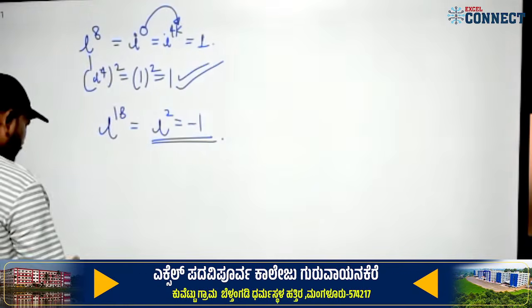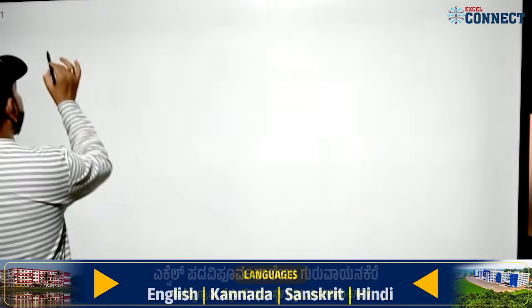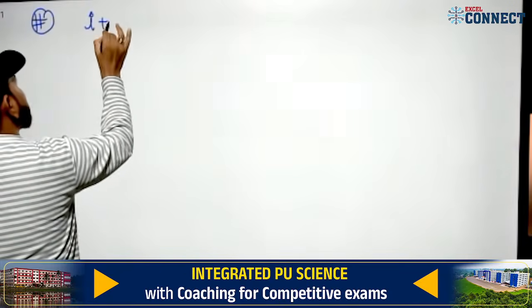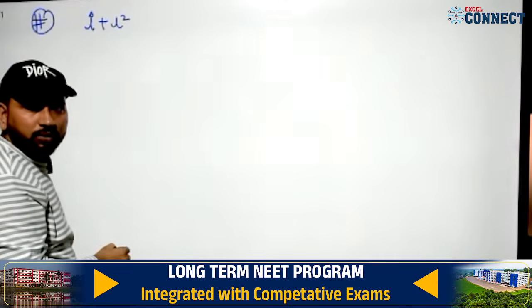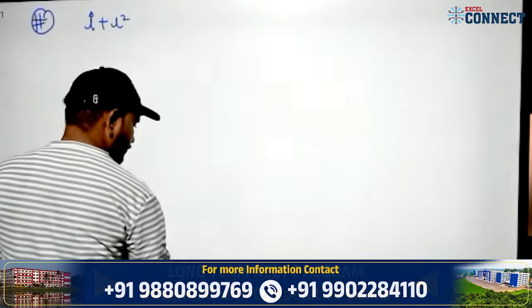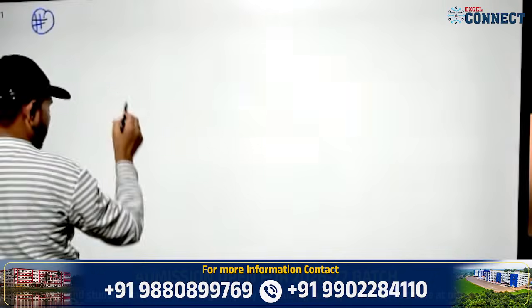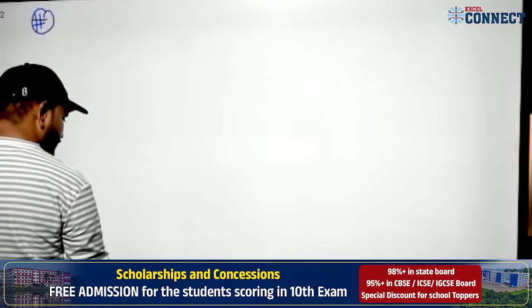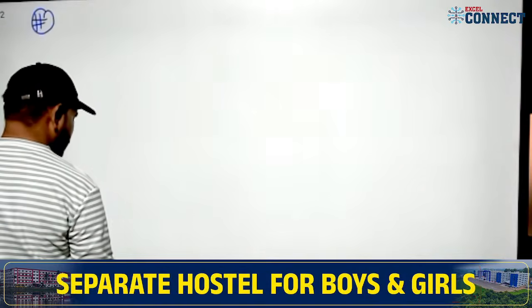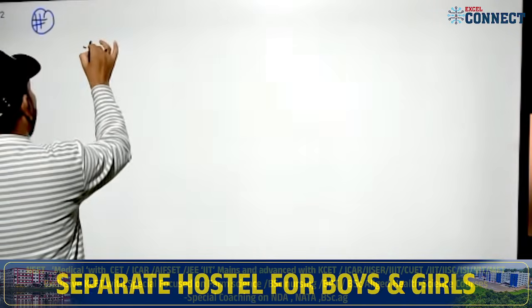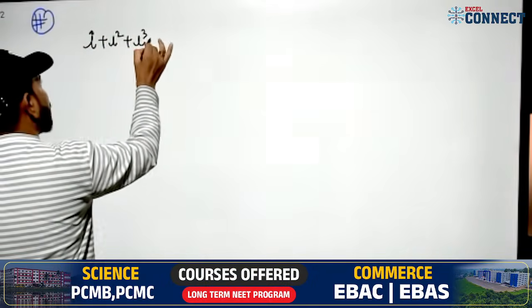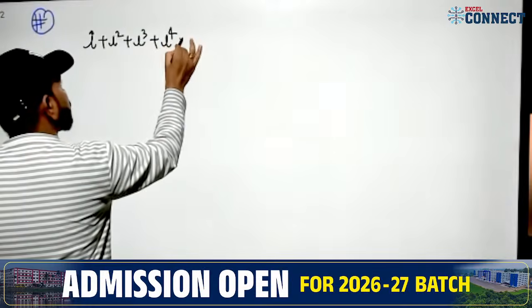What is the value? I am writing here. Next page. If I say here iota plus iota square, is it visible? I don't know, I will write on the downward side. Now see here. If I say iota plus iota square plus iota cube plus iota power 4 is equal to what?